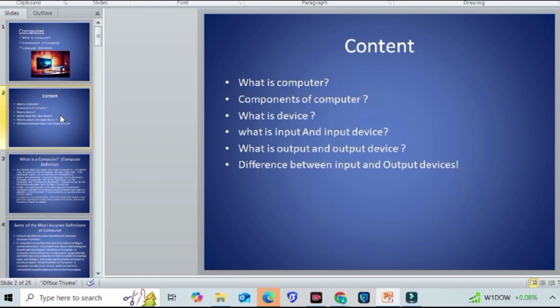First topic is what is a computer? Second is components of a computer. Third is what is a device. Fourth is what is an input device. Fifth topic is what are output devices. Sixth is the difference between input and output devices.